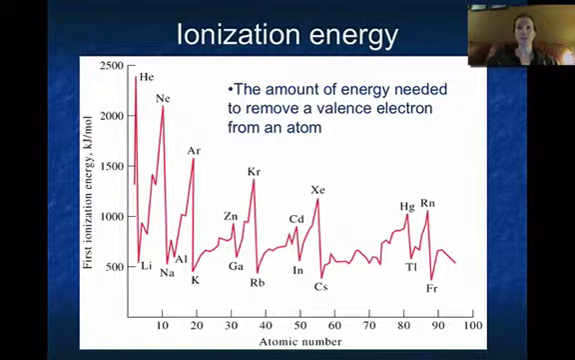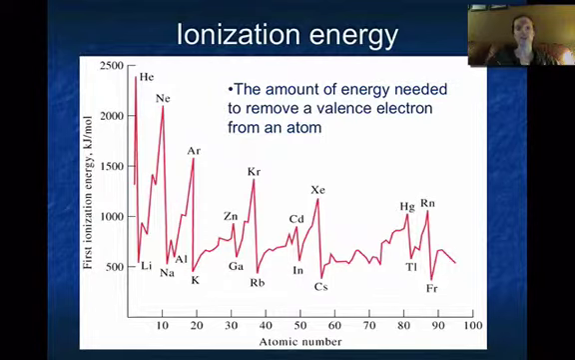So what about going down a group? Well, if you look at a group, say for example, the alkali metals, they're at the bottom of all of these lines. As you go from lithium to sodium to potassium to rubidium, you'll notice you're progressively going down. So the trend for ionization energy then is as I go down a group, my ionization energy decreases.